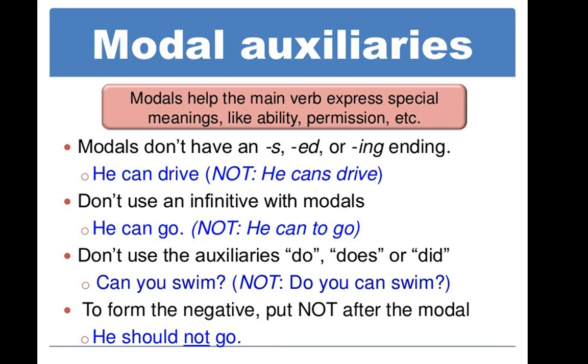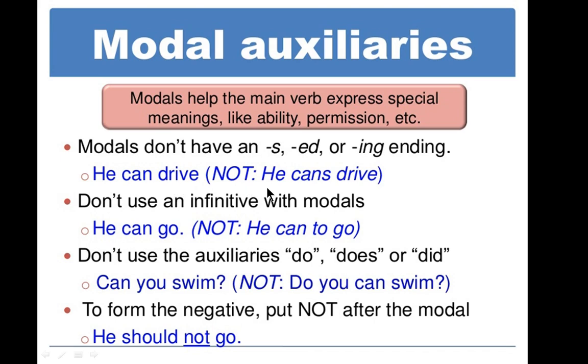A modal auxiliary cannot be used alone, that means it is followed by another verb. It will not be combined with the sentence alone, but with another verb. So it adds some extra meaning to the sentences. Modals do not have any s, ed, or ing ending.